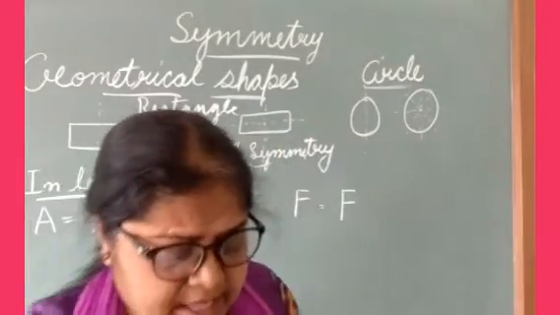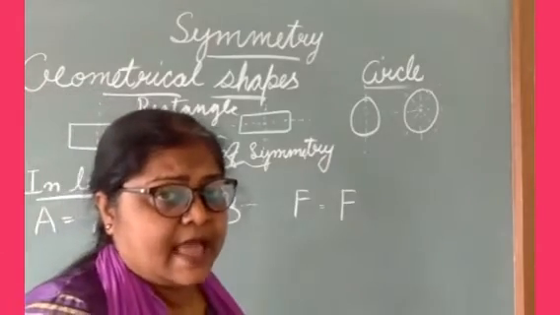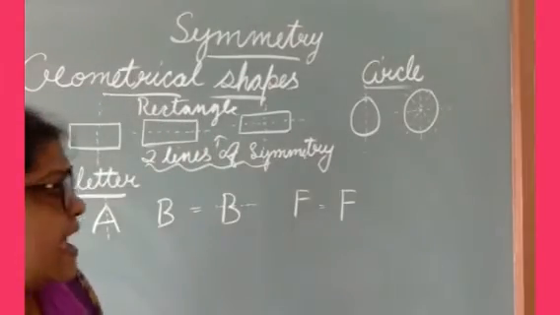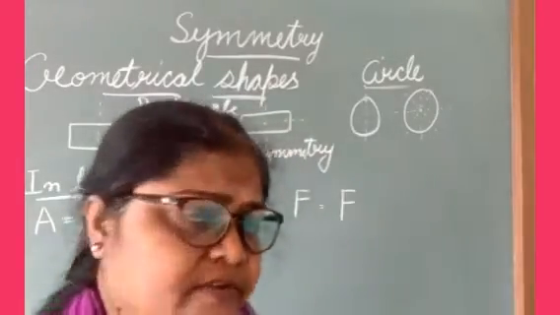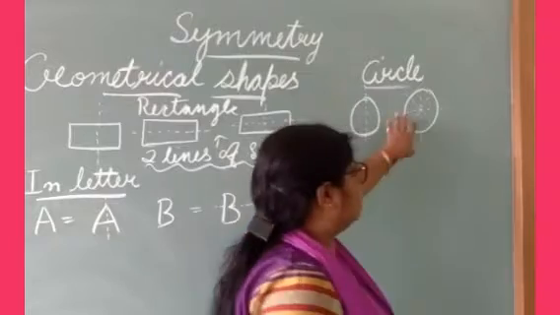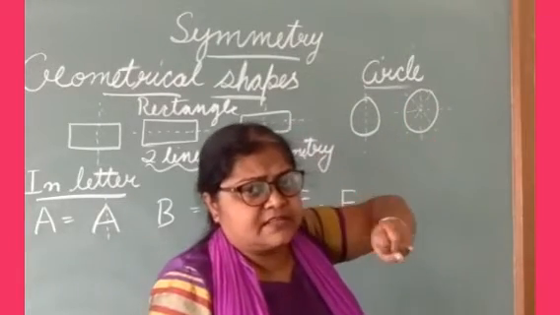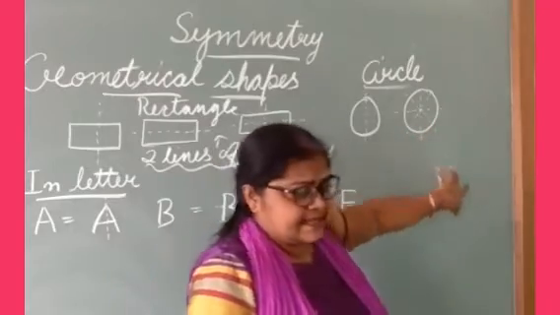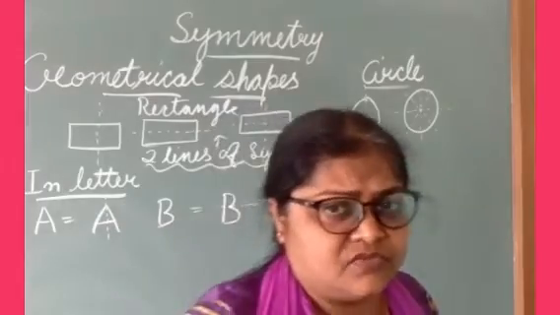So a circle has infinite lines of symmetry. What does a circle have? A circle has infinite lines of symmetry. Clear? In this circle you are seeing that it can be divided in infinite lines. So you can say that a circle has infinite lines of symmetry.